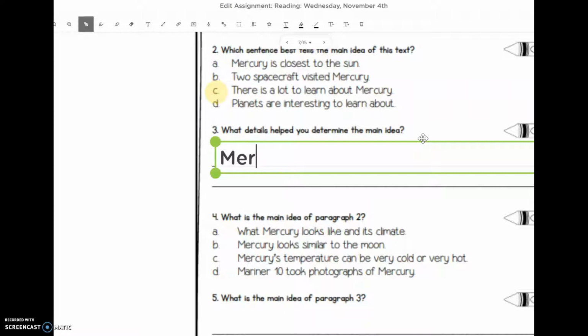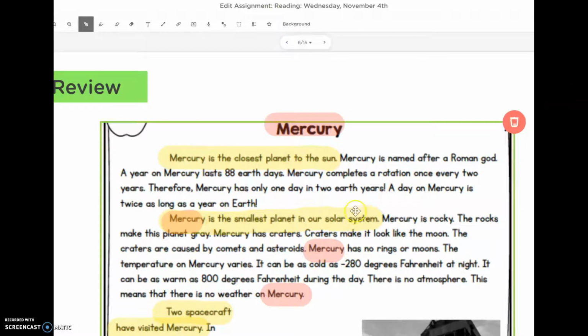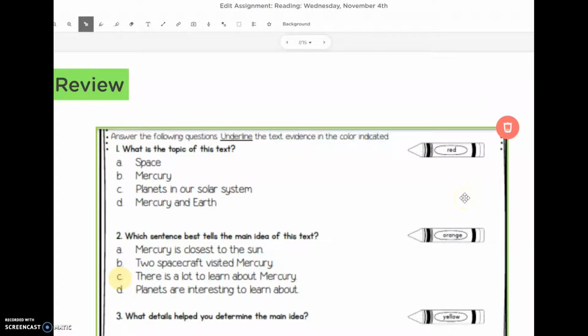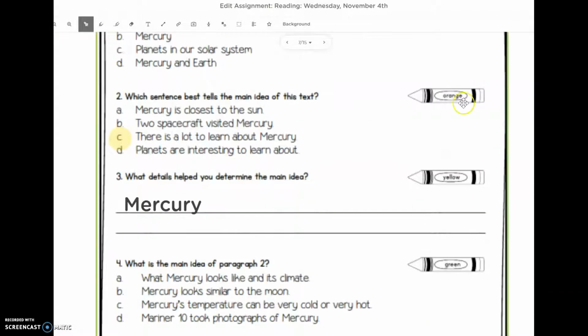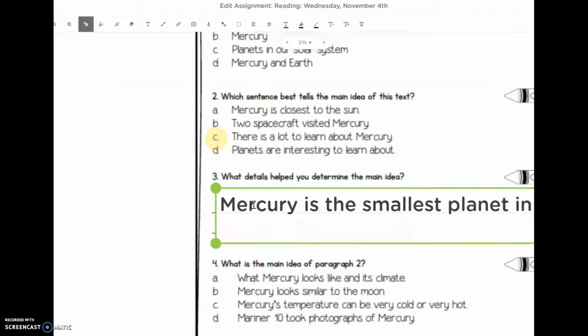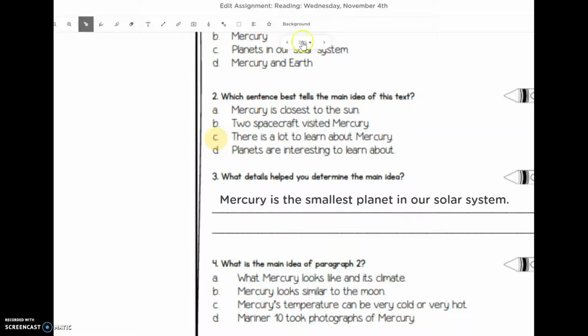So Mercury, I can go back and look at my topic sentence again, is the smallest planet in our solar system. Now I'm going to make that a little bit smaller so then it'll fit on one line. And then find another detail.